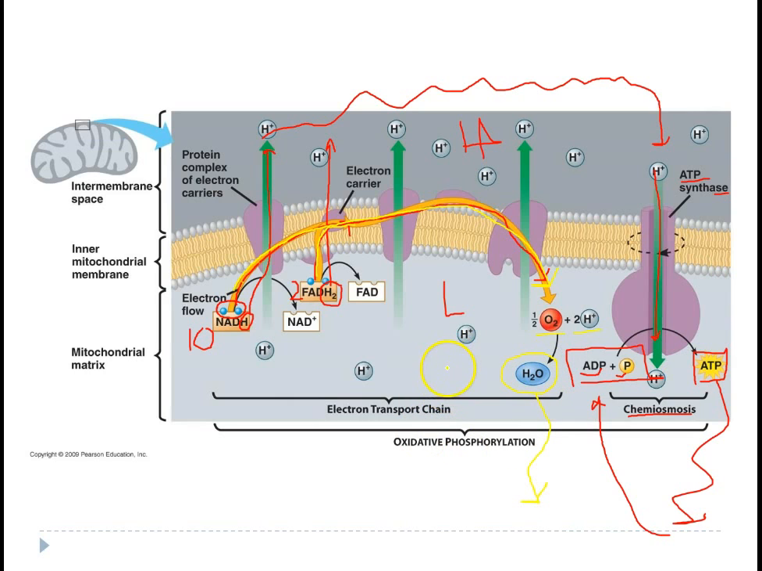And if we didn't do that, what would happen is that the hydrogen ions would be at equilibrium on both sides. Eventually this will stop. And when this stops, we wouldn't be able to make energy anymore. So this is crucial.